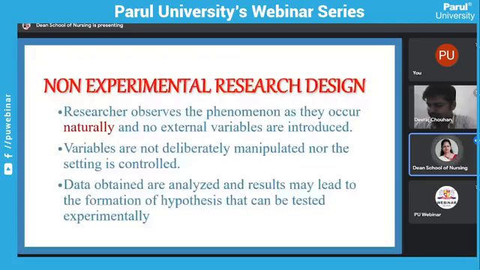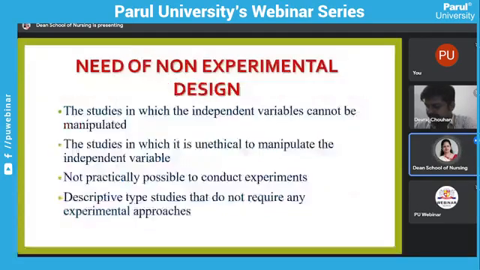Why is there a need for non-experimental design? Here, there are studies where the independent variable cannot be manipulated, studies where it is unethical to manipulate the independent variable, cases where it is not practically possible to conduct experiments, and descriptive studies that do not require any experimental approach. So based on this, we need non-experimental design also.